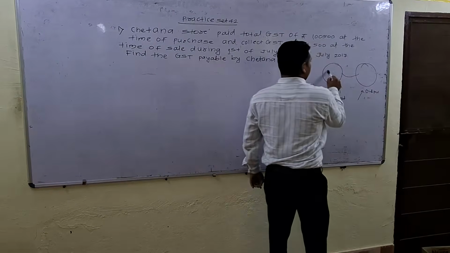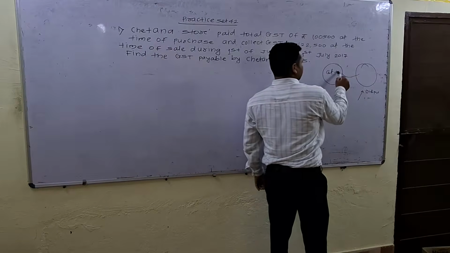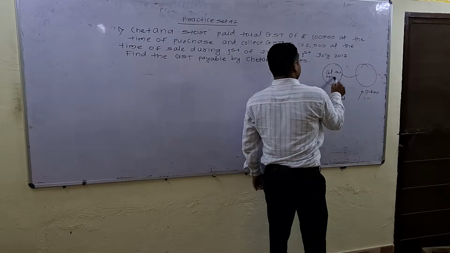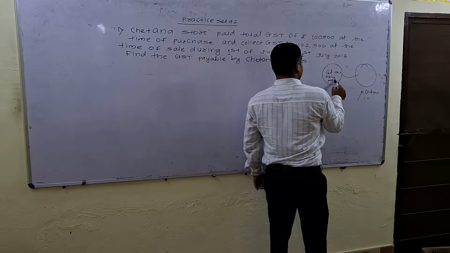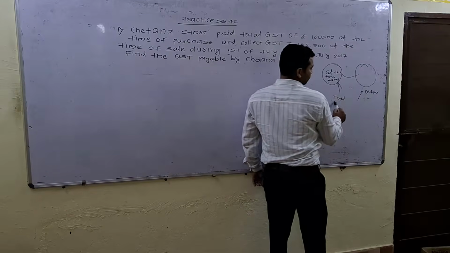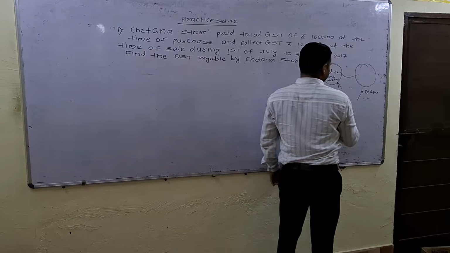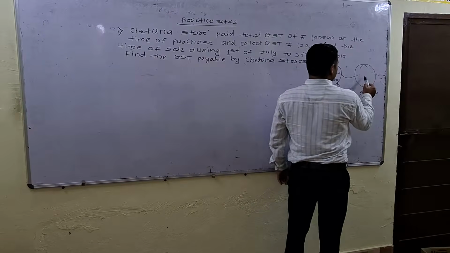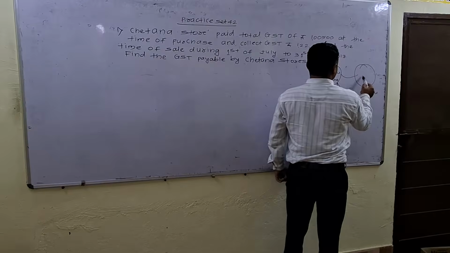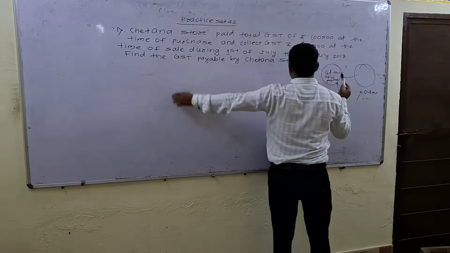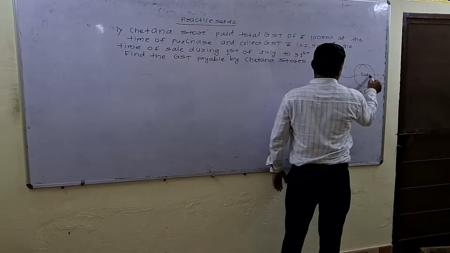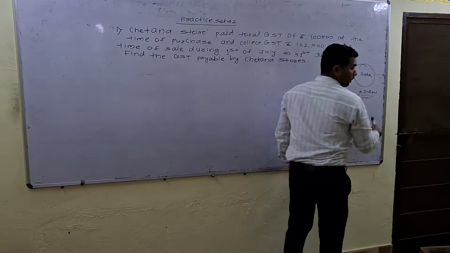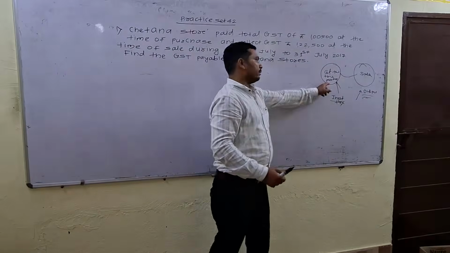Means at the time of purchase, we call it input tax. And at the time of sale, we call it output tax.